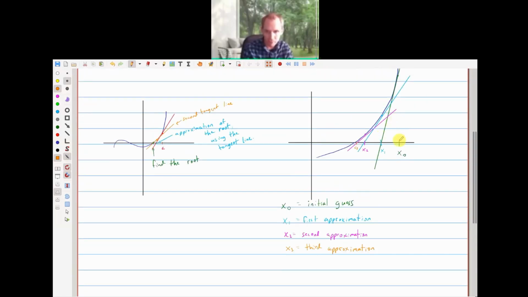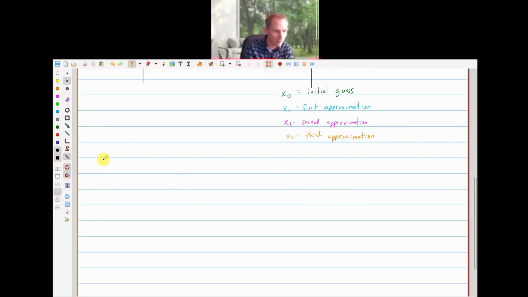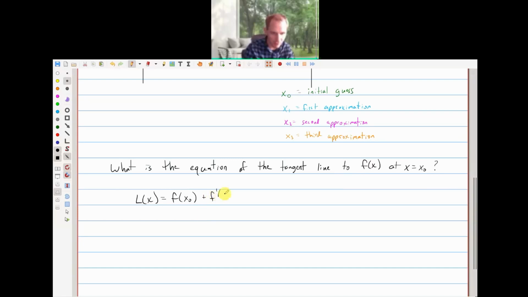Let's look back here and suppose I'm plugging x0 into my function. Let's say, what is the equation of the tangent line to f of x at x equals x0? Okay, and I know from my linear approximation work that that's going to be L of x equals f of x0 plus f prime of x0 times x minus x0.